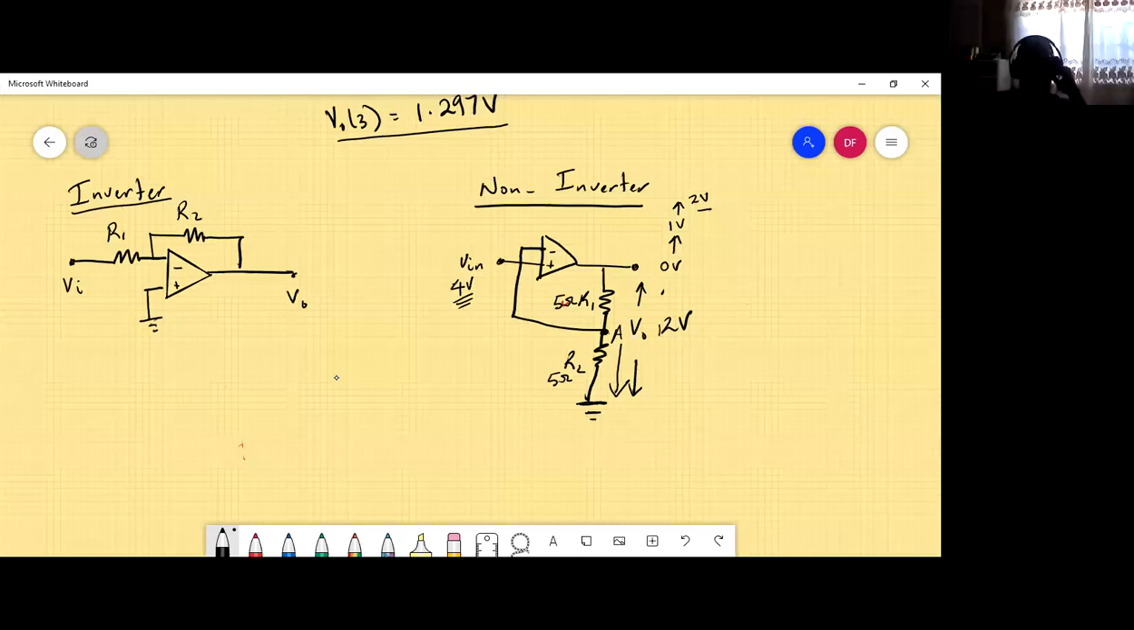I put 4 volts at the positive, the non-inverting terminal. So initially everything is off. So I put 4 volts, and just like the tiny tank starts to fill up. So it's empty and the water starts to come in, the voltage starts to rise. So let us say that we're at 2 volts, the output reaches 2 volts.